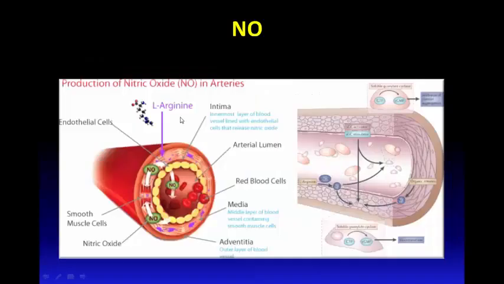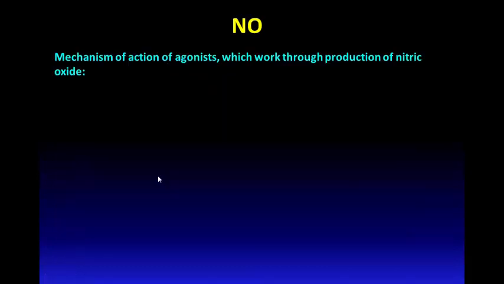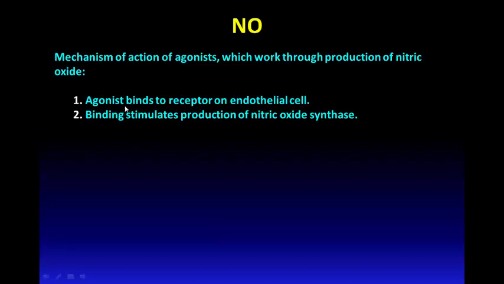Here we have again nitric oxide produced from L-arginine in the endothelial cells, then diffusing to affect the smooth muscle cells in the tunica media. There are some drugs which work through the production of nitric oxide, and these drugs would thus produce vasodilatation. What is the mechanism of action of the agonists which work through the production of nitric oxide? The agonist binds to receptors on the endothelial cells. Binding of the agonists to the receptors on the endothelial cells stimulates the production of nitric oxide synthase enzyme.